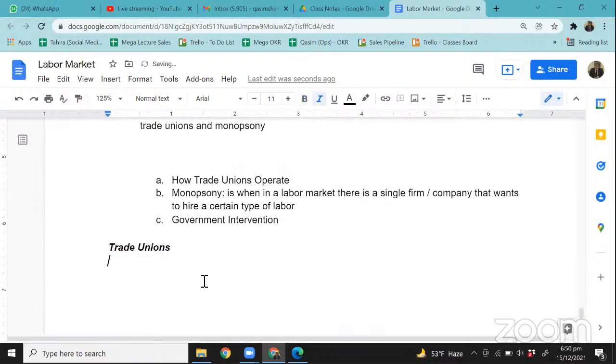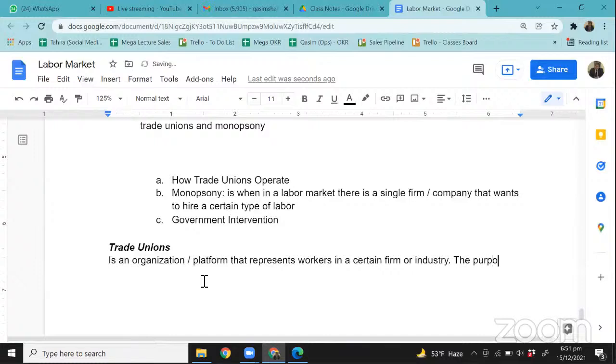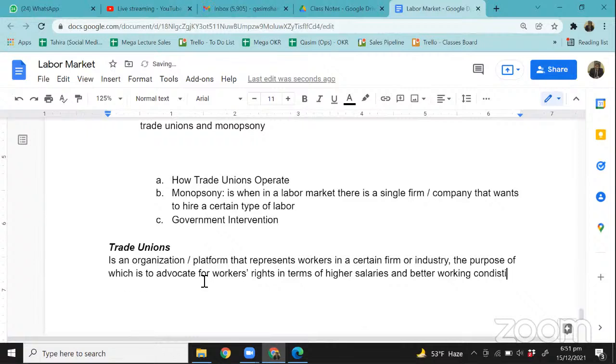Okay. Now, what is a trade union? A trade union is an organization or platform that represents workers in a certain firm, the purpose of which is to advocate for workers' rights in terms of higher salaries and better conditions. Okay.